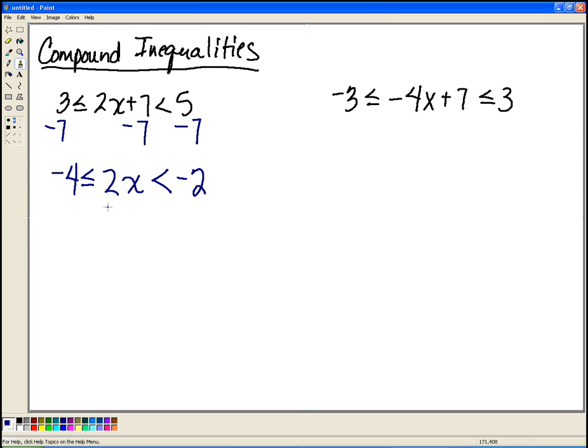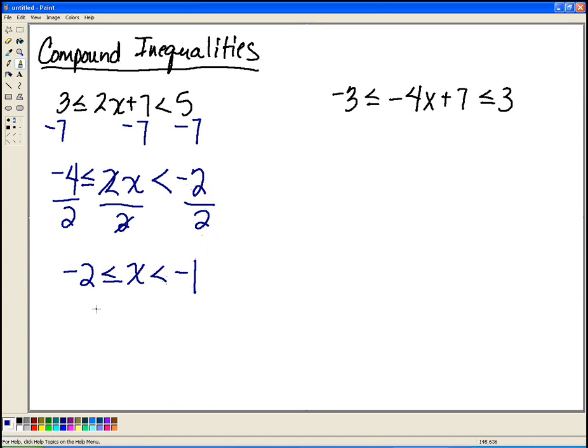Now, to isolate my x in the middle, I want to divide by a 2. But whatever I do in the middle, I have to do to both the left and the right-hand side. Minus 4 divided by 2 gives me a negative 2, less than or equal to. Here my x's cancel and I'm left with x. Less than, and here negative 2 divided by 2 leaves me negative 1.